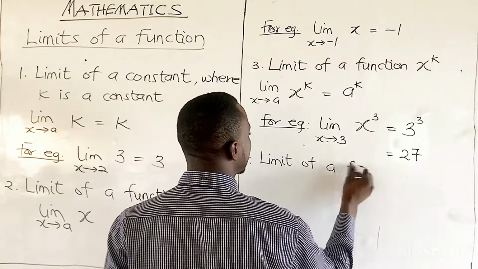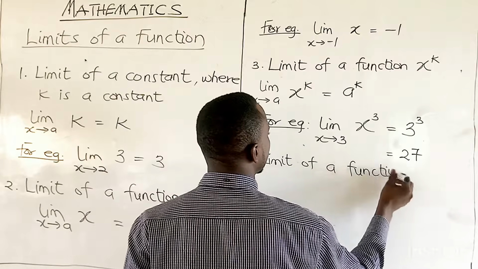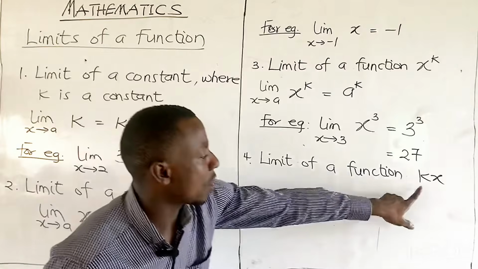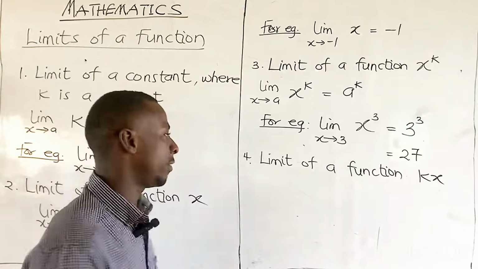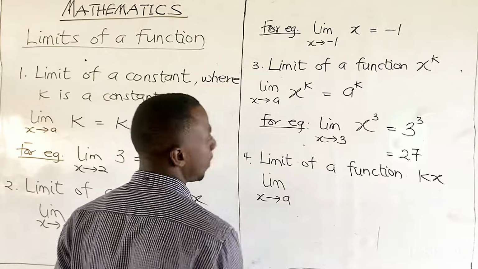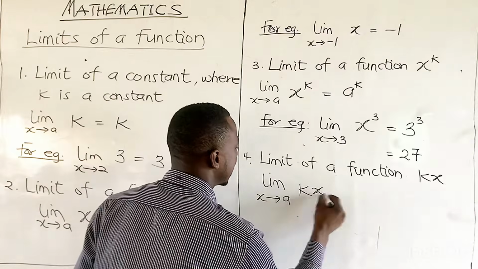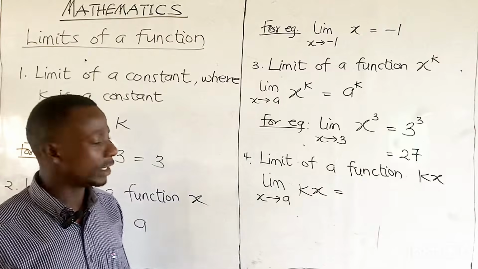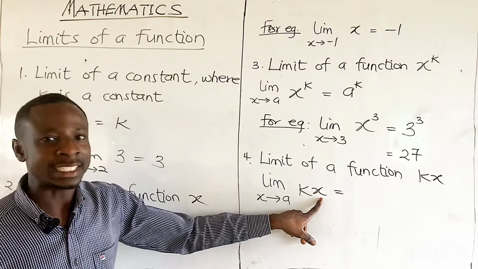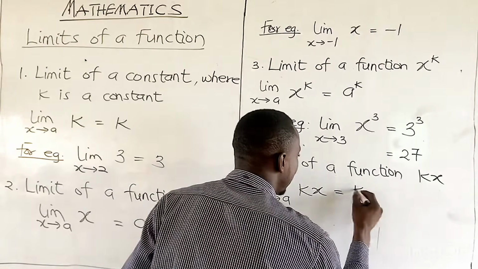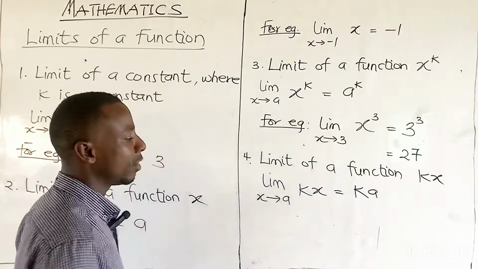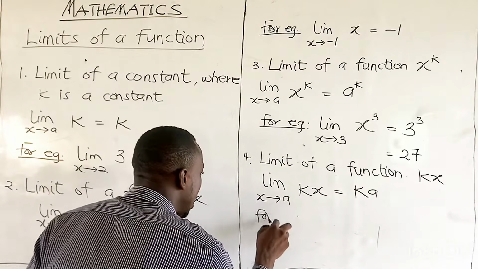The fourth one is limit of a function kx. So here a constant is multiplying the value of x. When you have limit as x approaches a of kx, at this point I can substitute the a where I see the x. So I'm going to have ka because I am substituting a in place of x. So let's have an example.